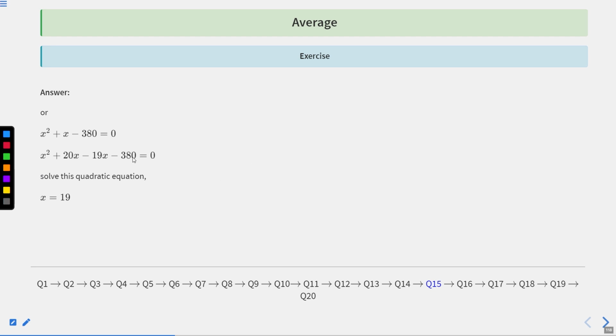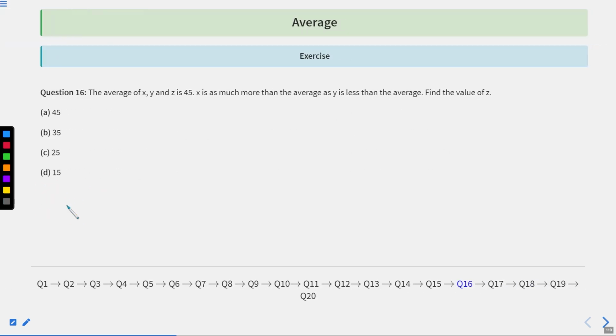So now what we have to do is just solve this quadratic equation we have here. And on solving this equation, we will get x equal to 19. So the correct answer will be x equal to 19.